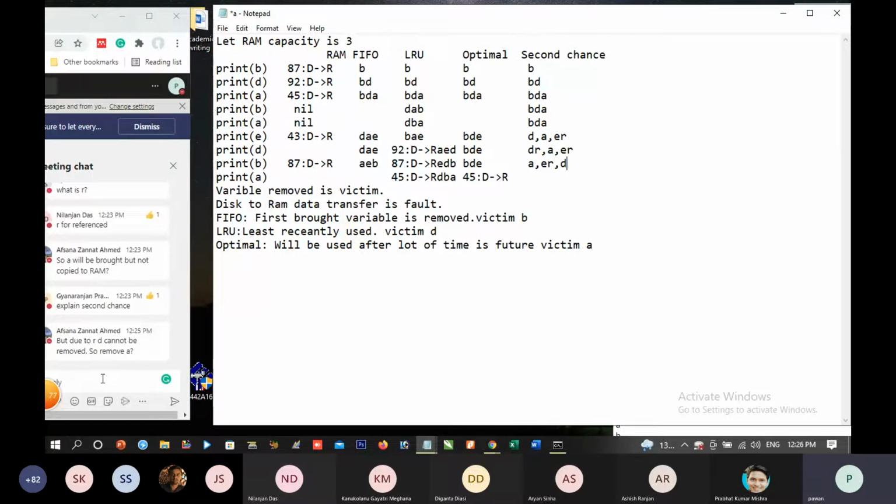Due to R, D cannot be removed. So R will be removed from D, and D will be put at the end. Now, next thing. In front of A now, there is no R. So A will be removed and it will be ER followed by D followed by B. Is it correct? Is it clear to you?